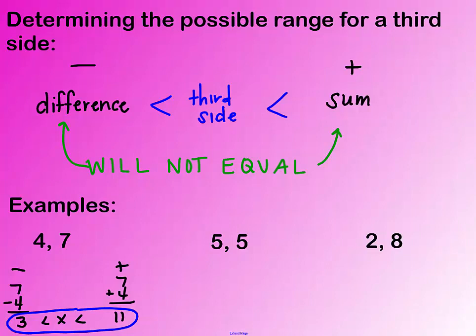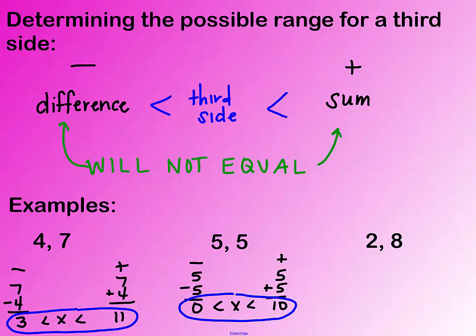Let's try another one. I subtract and I add. So 5 minus 5 and 5 plus 5. X is going to fall, or the third side is going to fall between them. A lot of times we represent that with x. So my answer is this range right here.